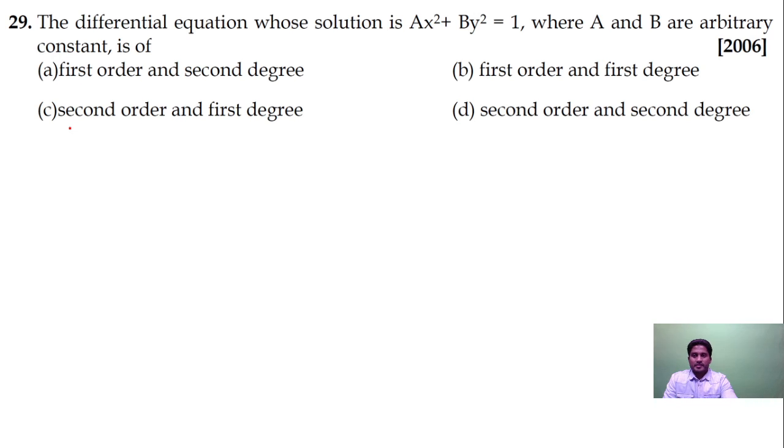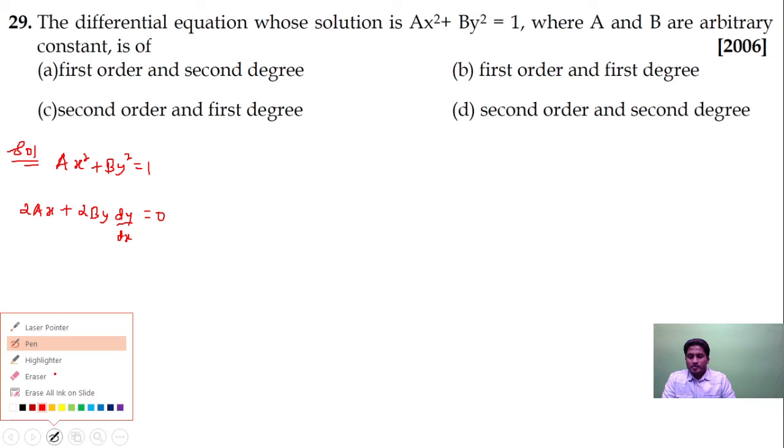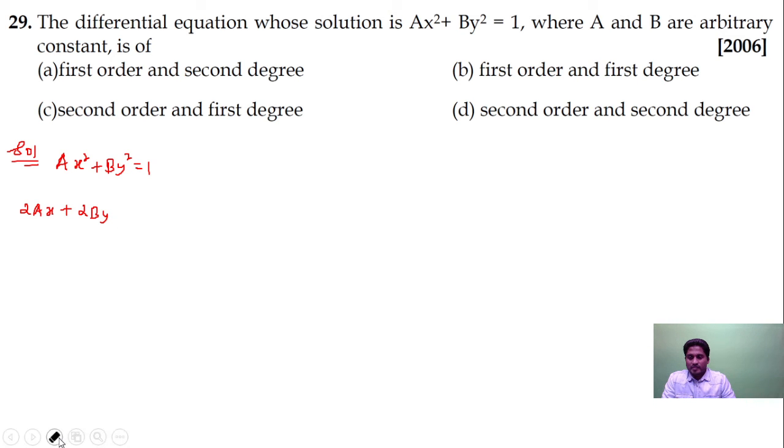Okay, let's move to the next question, guys. The differential equation of the solution is given by ax square plus by square is equal to 1. So there are two constants a and b, you should differentiate twice. Okay, I differentiate once, you get 2ax plus 2by into dy by dx, or y dash, is equal to 0. You write this as y dash or y1 or dy by dx, all the same.